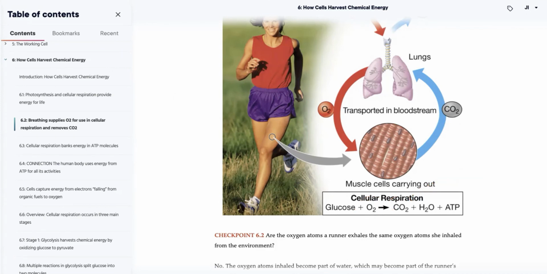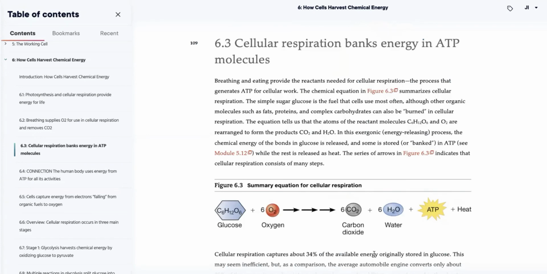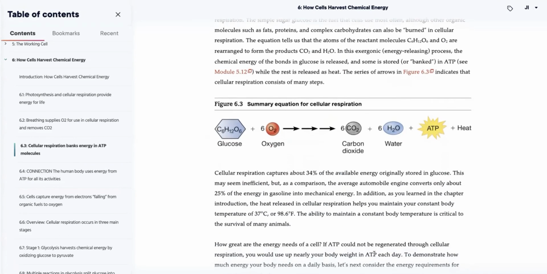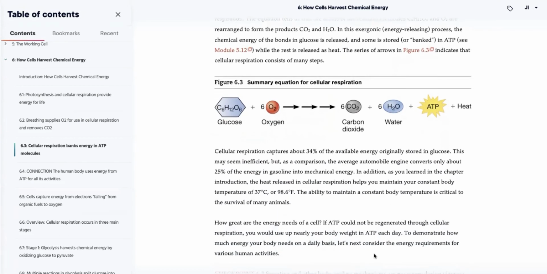The other thing to note here, it's actually on this diagram, but on 6.3, we're getting a nice summary equation for cellular respiration. This is going to be a good starting point for our next lecture. So let's make sure that we have a good feeling about this. Okay. And so this is something I'm hoping you'll be able to relate to very nicely.